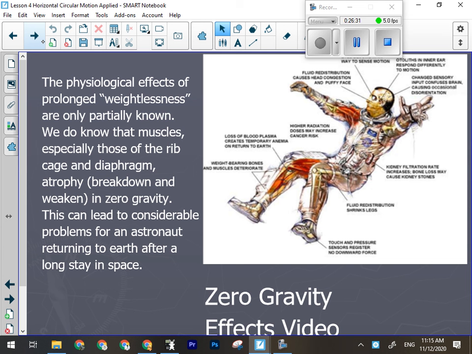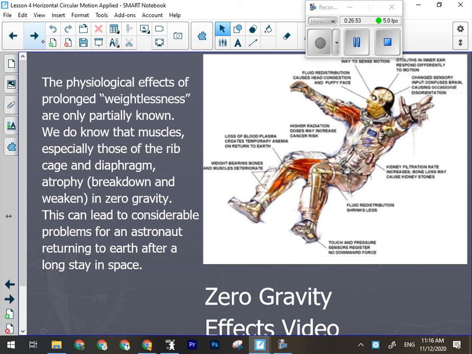Right? So these are certainly a concern in zero gravity. You got your changed sensory input, that confuses the brain. It causes occasional disorientation. Fluid distribution causes head congestion and puffy face. I'm going to show you some Chris Hadfield videos. You can hear him, he sounds congested in all of them. Just really congested because of that.